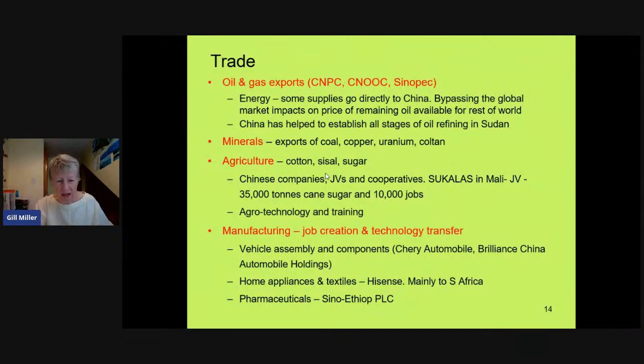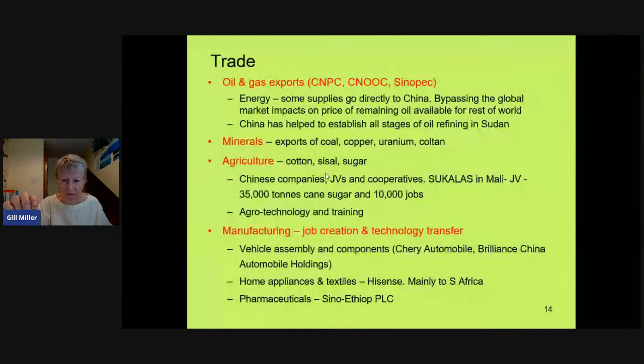So in terms of the trade, there's some details about the oil and gas. CNPC is the China National Petroleum Corporation. CNOOC is the Chinese National Offshore Oil Corporation, and then the Sinopec, which is another oil company, and they're state-owned enterprises. They're businesses which are owned and run by the state. And there's two elements to that with China and oil. Some of the deals ensure that the resources go directly to China, and some of them are actually on the global market. But that's good for everybody, I think.